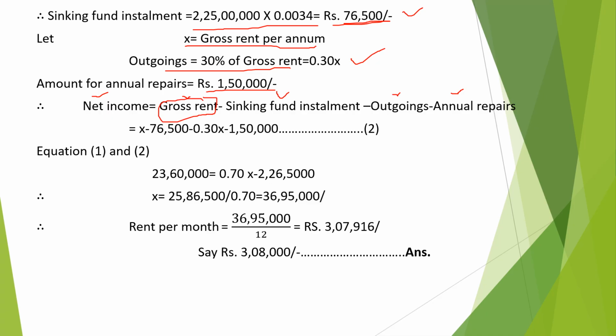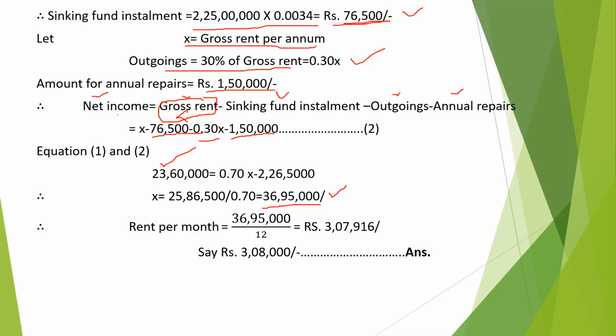So gross rent is X, less 6X, and we assumed the sinking fund is 76,500, outgoings are 0.3X, and annual repair is 1 lakh 50,000. So it should be equal to net income, and net income you have calculated as 23 lakh 60,000. So you put all the values, you can calculate X, which comes out to be 36 lakh 95,000. It means this is the gross rent which is to be recovered.